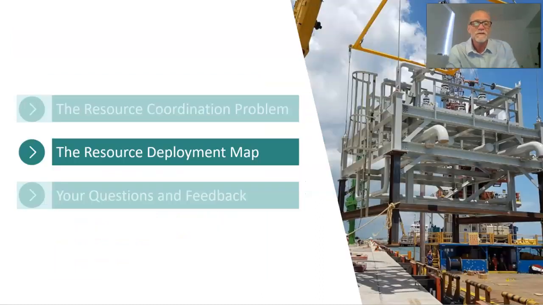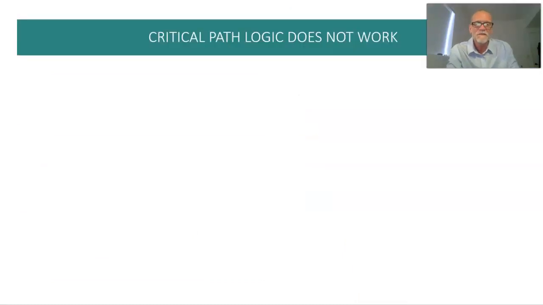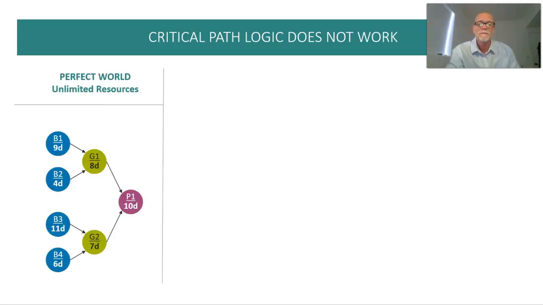Okay, so let's explore this resource deployment map idea. And to do that, I'm going to walk through an illustration first. So this is going to be a simple network, simple plan. And I'm going to think of this first in the world of unlimited resource, so no limited resource capacity, just the perfect world. So I have some blue activities that need to be done in this phase before I move to the next phase, do some green stuff, do some purple stuff. This may be a detailed design, which moves into a procurement phase, which moves into assembly or something like this.